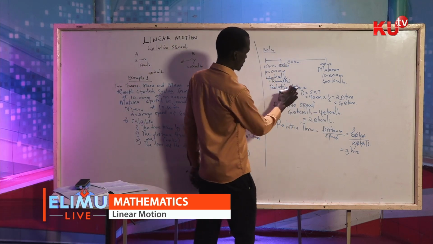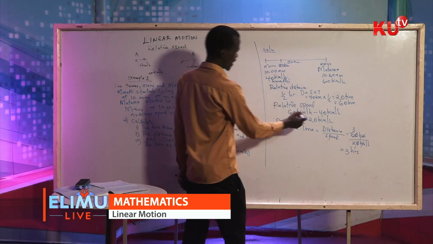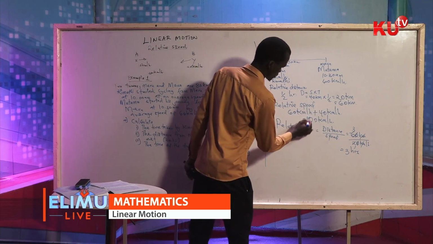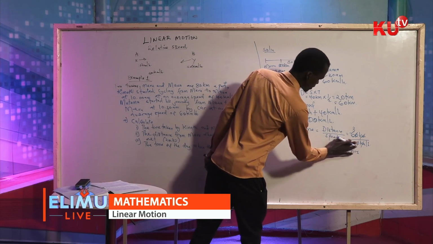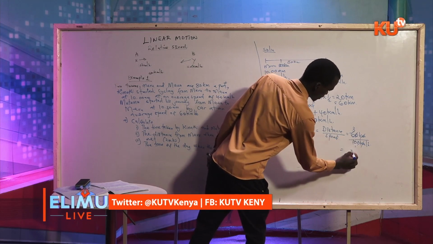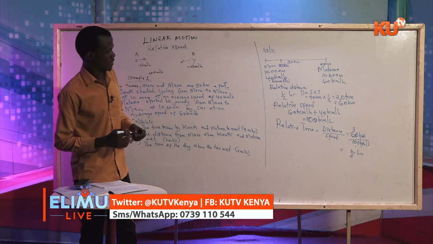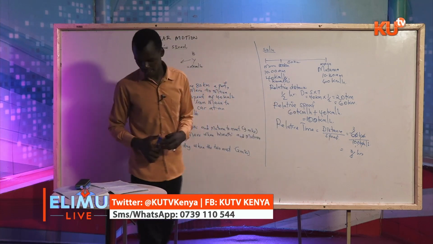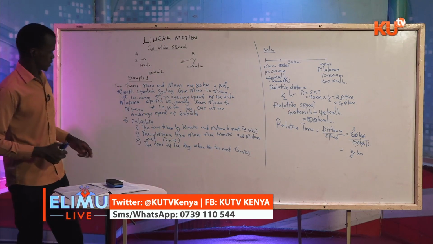The relative distance here is 60. The relative speed, we said we add the two speeds if they are moving in opposite directions, which is 100. So the speed is 100, which gives us 3 out of 5 hours. So our relative time is 3 over 5. The relative distance is 60. And the relative speed is 100 kilometers per hour. So now we can go to the questions and see which one we can answer.